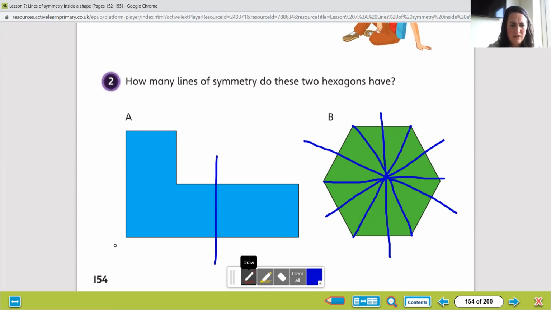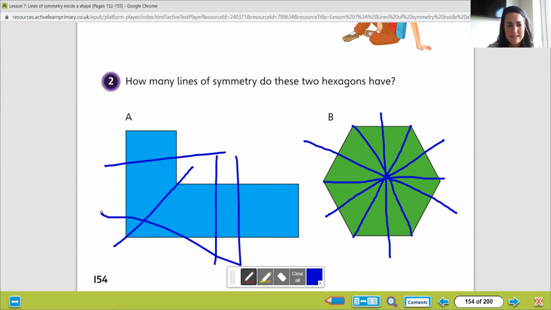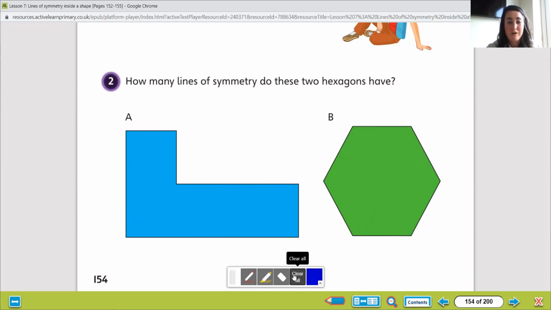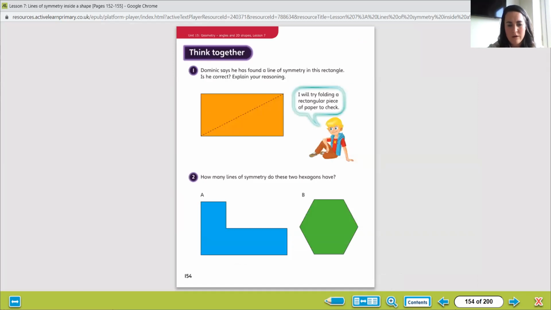If I cut it across here, it's going to be different. I actually can't find any way where I could draw a line that it would be exactly the same on either side. So I can find out that this has lines of symmetry, whereas shape A has none. Okay, because however I draw my lines across shape A, there won't be anywhere that folds and is an exact mirror line.